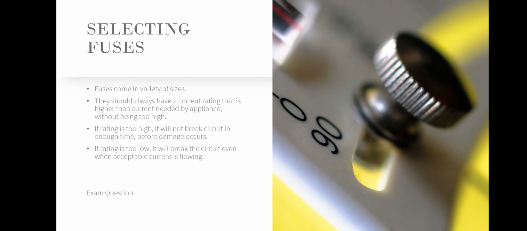For example, if you need a current rating of, let's say, 10 amperes, you'll select a fuse of 12 or 13 amperes. You'll not select one of 20 because that will be too high. You'll not select one of less than 10 because that will be lower than the current rating needed. So take care of this point.